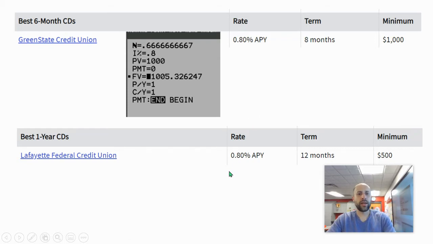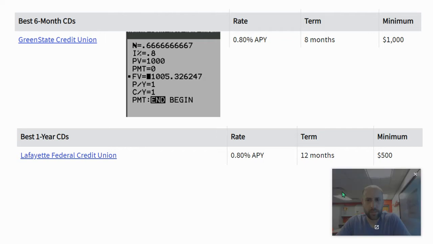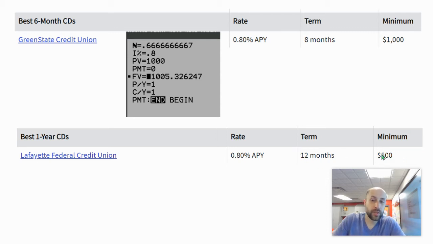Okay, another one here. Try this one out if you haven't yet. See if you can piece together some of the things we're plugging in here. This is a 1-year CD for 12-month term, $500 minimum. So we're going to use that minimum amount. You can pause the video and try this one out if you haven't.